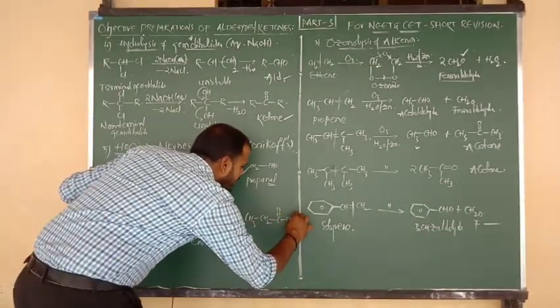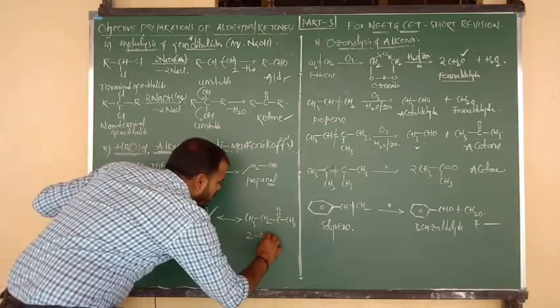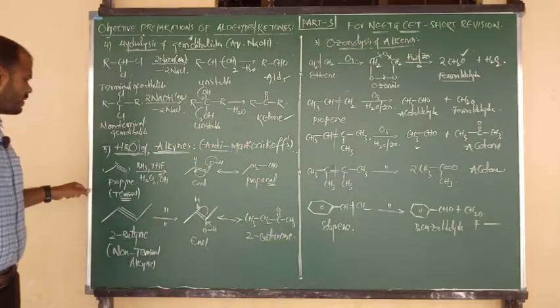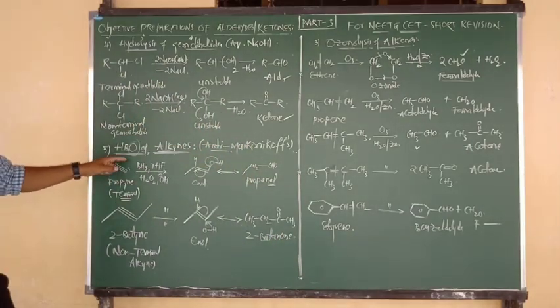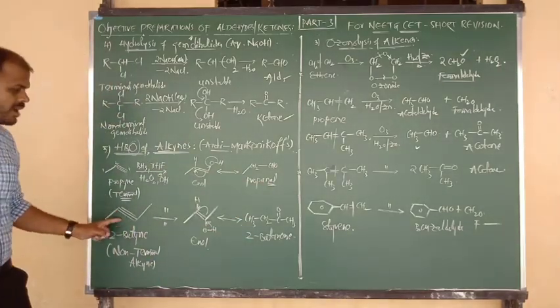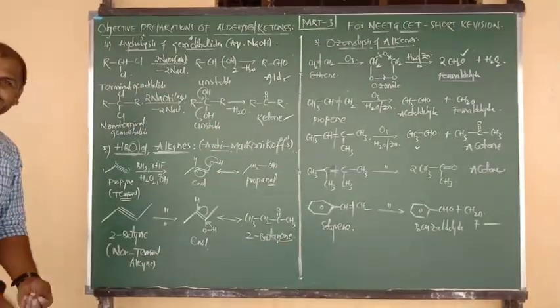So what is the product you are getting? Ketone, beta. But which ketone? 1, 2, 3, 4. So we can say the compound name is 2-butanone. Once again, terminal alkynes upon hydroboration oxidation give aldehydes. Non-terminal alkynes upon hydroboration oxidation give ketones. Understood or not? Good.